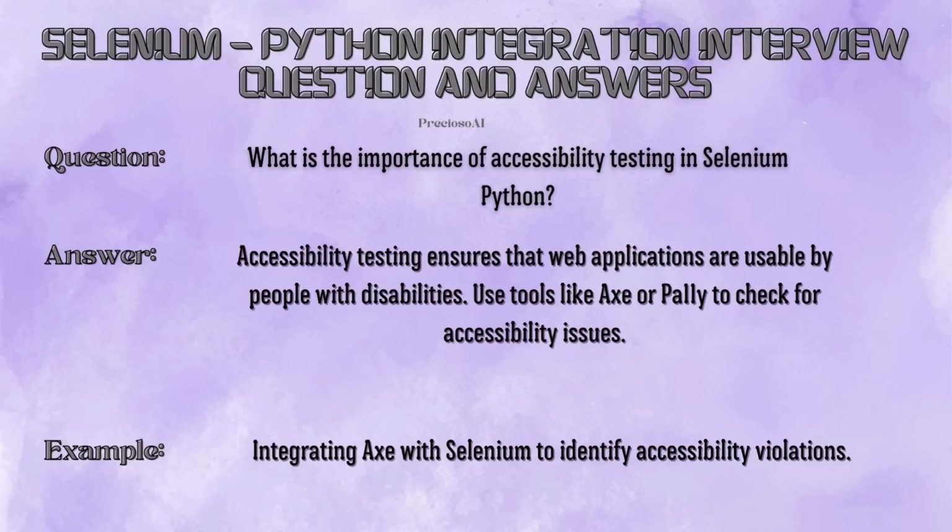Next question is what is the importance of accessibility testing in Selenium Python? And the answer is accessibility testing ensures that web applications are usable by people with disabilities. Use tools like axe or Pa11y to check for accessibility issues. For example, integrating axe with Selenium to identify accessibility violations.